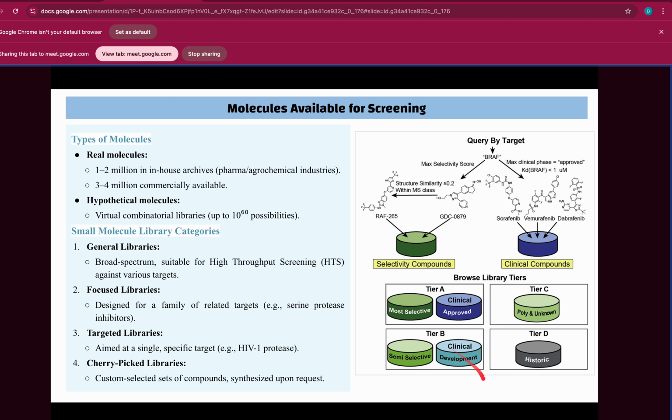This is just showing you what the different molecules available for screening are and how we can select among those molecules which molecule we should choose. For example, if you are studying this HIV protease or serine protease, then instead of using general libraries, we can simply go to focus libraries. So it depends on what analysis you are performing. If you are specifically interested in one particular target protein, then you can go to focus libraries. Otherwise, if you are just doing an exploratory search, then you can go to general libraries.